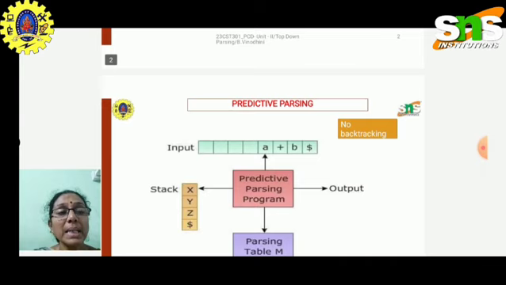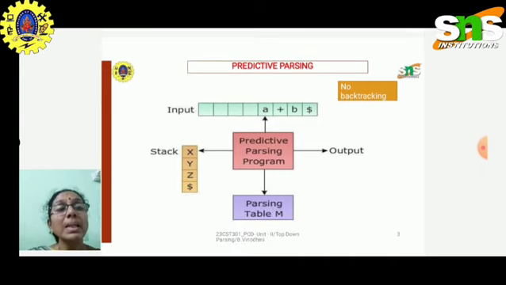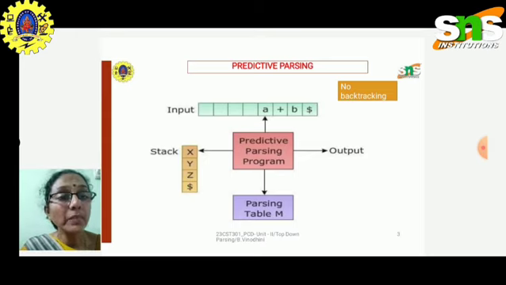In predictive parsing, this is the structure of predictive parsing. Predictive parsing is a non-backtracking parsing. The other name of predictive parsing is LL(1) or the top-down parser. Here the predictive parsing program is used to produce an output using three terms: one is the input symbols, another is the stack structure, and next is the parsing table. So we have the input buffer, stack and parsing table. Based on these three terms, it produces the output.